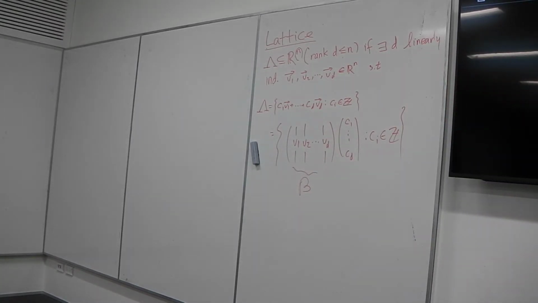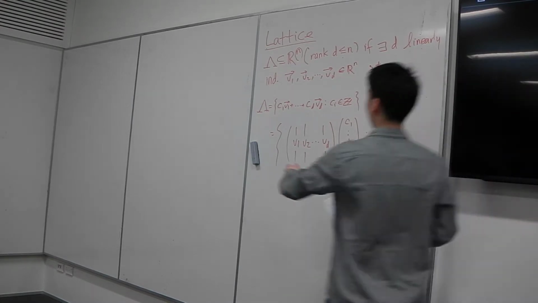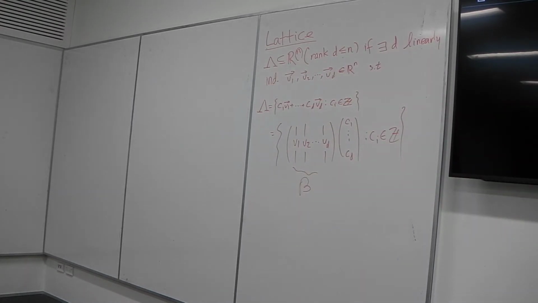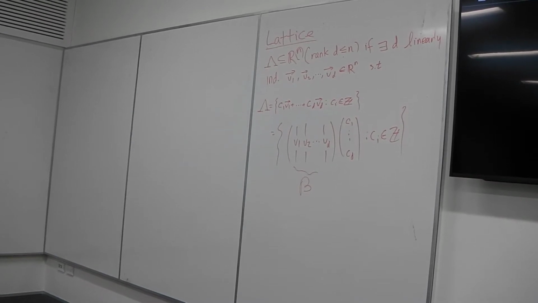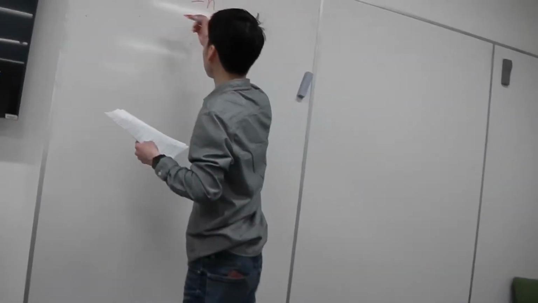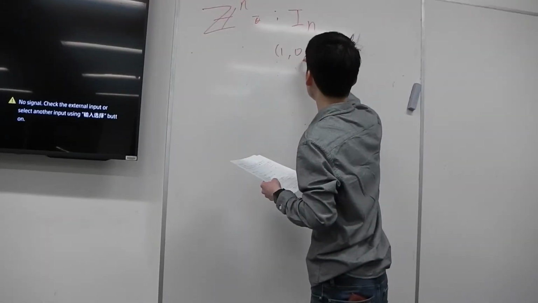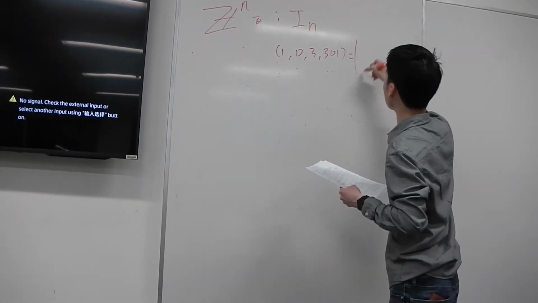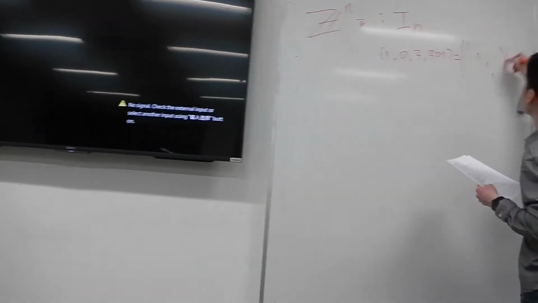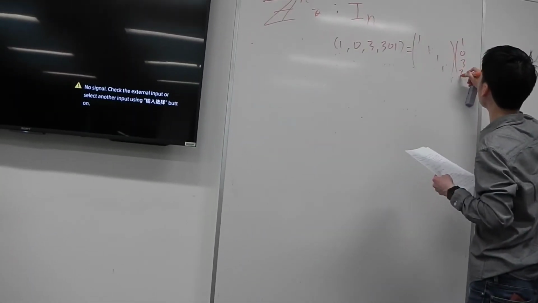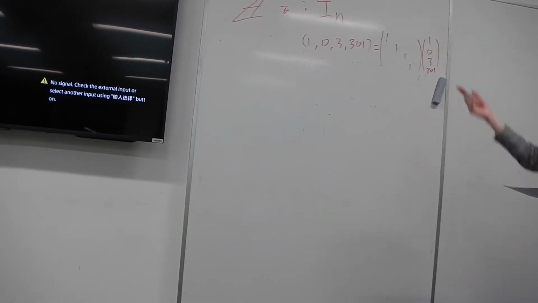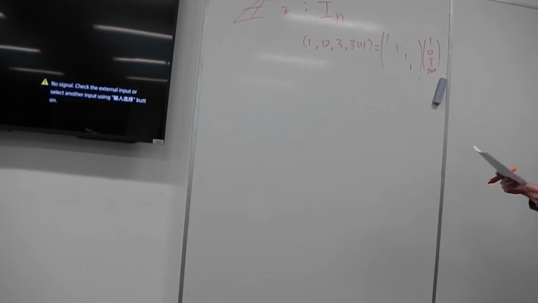And of course, we need examples, right? Examples are also quite easy. For example, Z^n is a lattice, because you can generate it with the identity matrix. So Z^n is an example of a lattice.